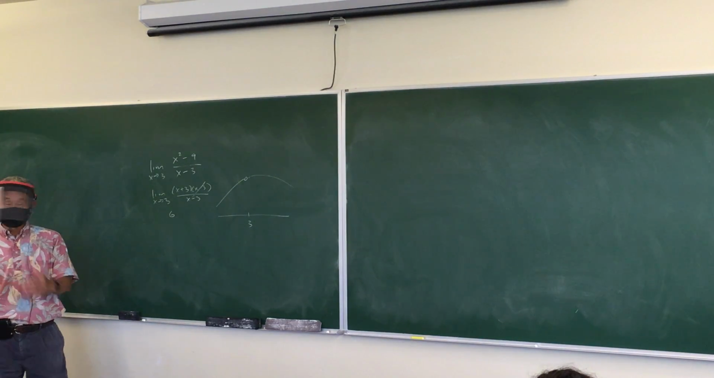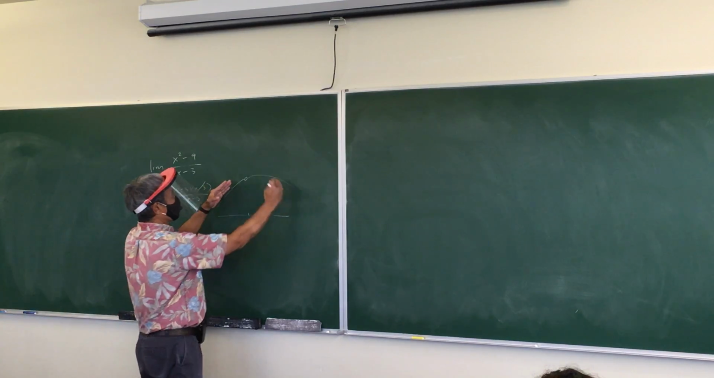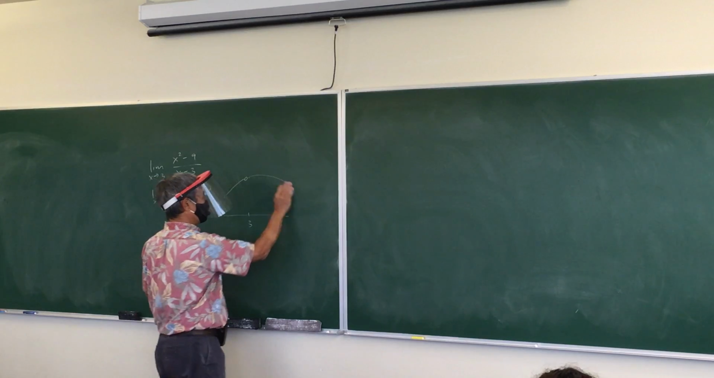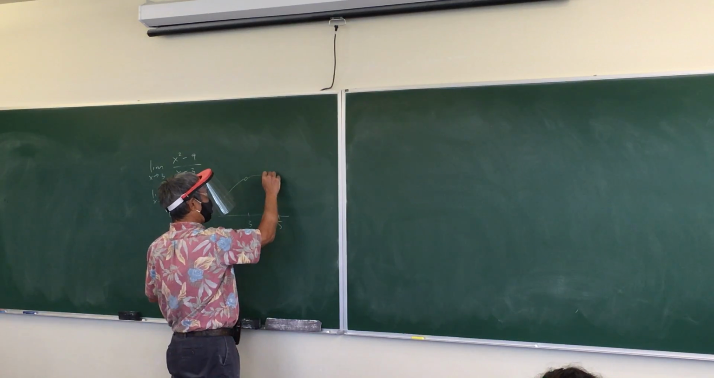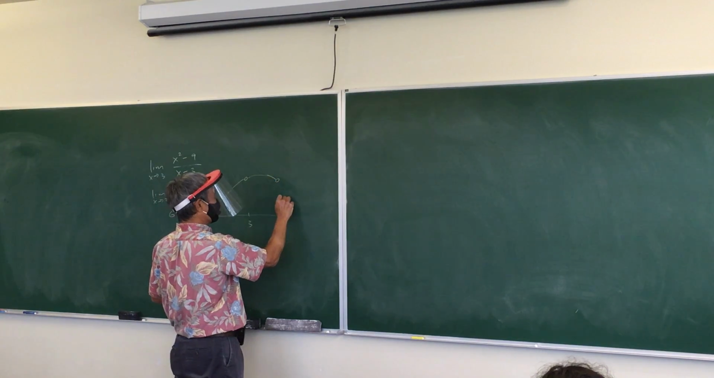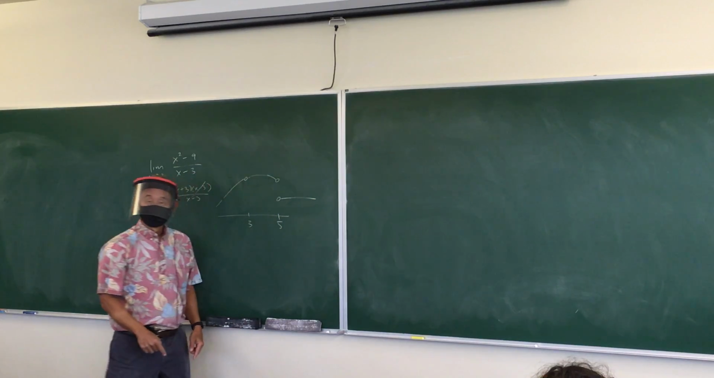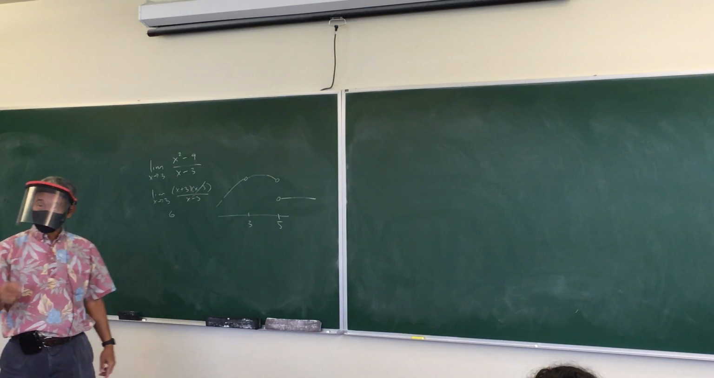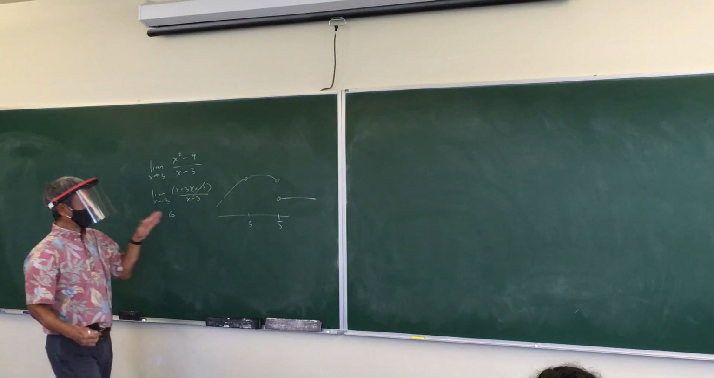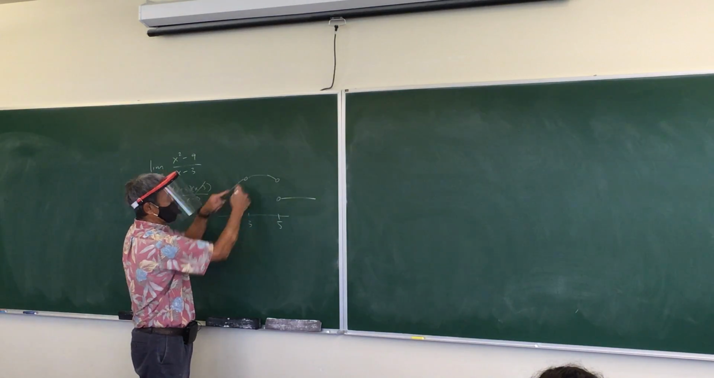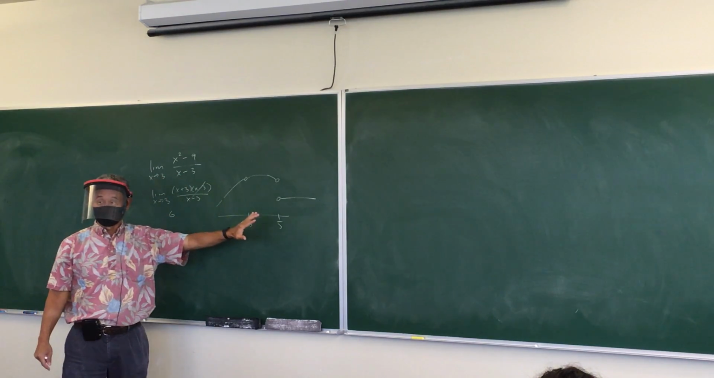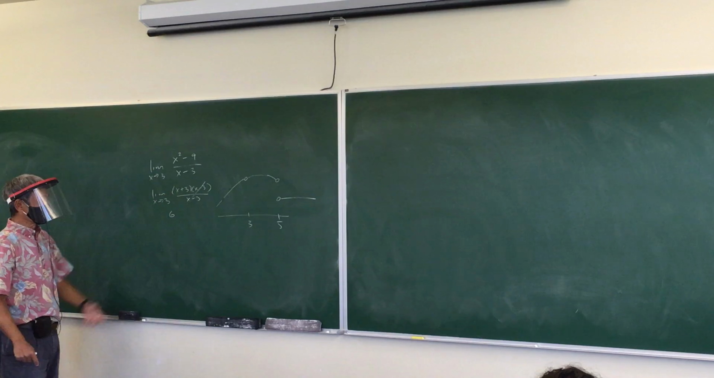A limit exists if the left-hand limit and the right-hand limit are the same. What would happen if the left-hand limit and the right-hand limit are different? Then the limit does not exist. So the only way for a limit to exist is it's got to approach the same point from the left and the right. Sometimes they actually give you a picture, and sometimes they don't just give it to you like this.